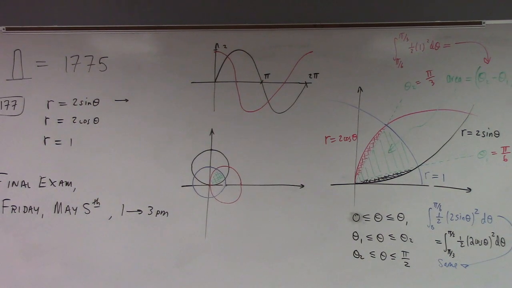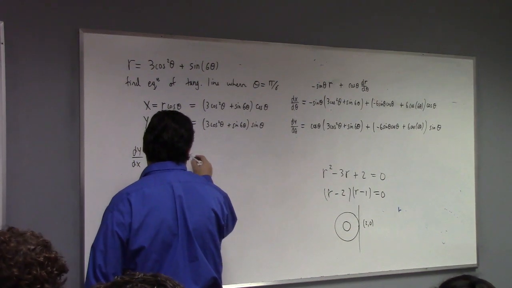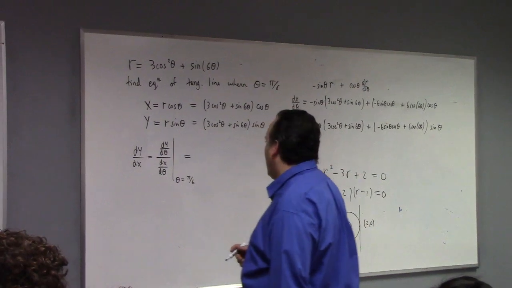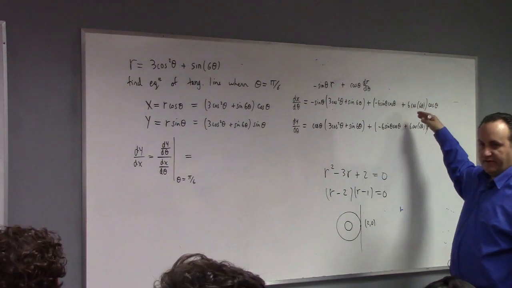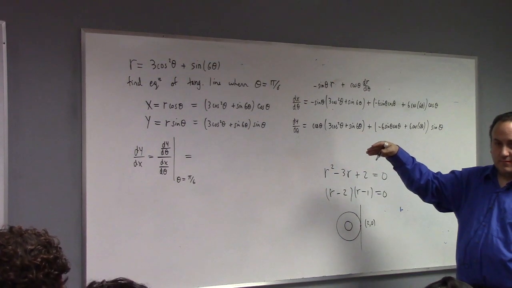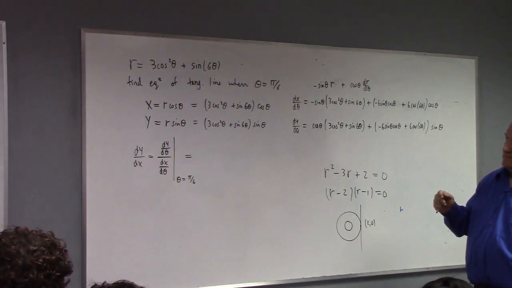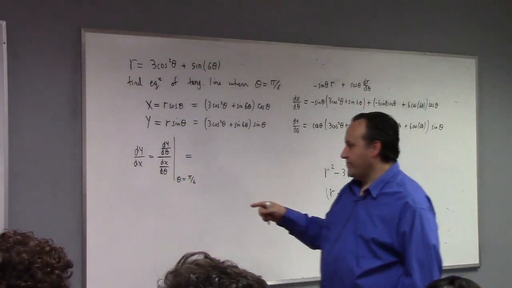This one, on the other hand, I can't do that. My slope would be dy dx equals dy d theta over dx d theta, and I'd put in theta equals pi over 6 into these formulas. I figure out what that is, and that gives me the slope. Then I still have to figure out the point of tangency, so I put pi over 6 into the formula.